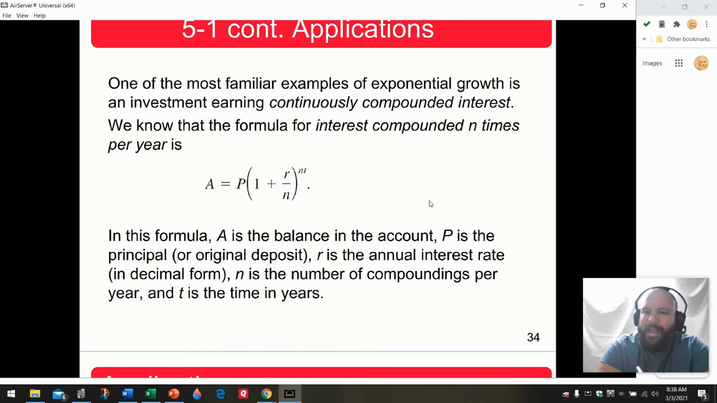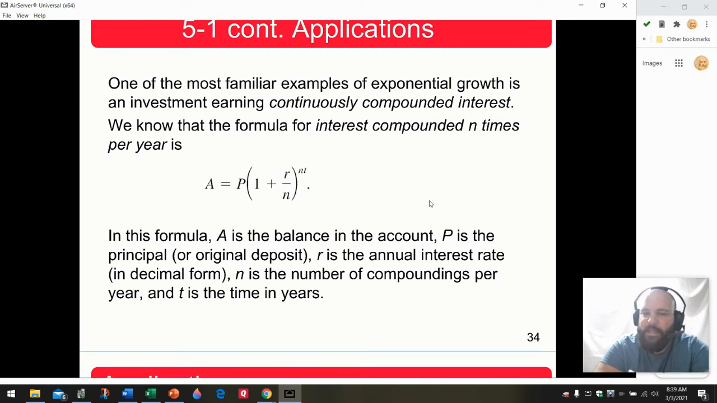Now, we've already talked about what n is. N is the number of compounds per year. And then T is the number of years that your money is invested for. So be very careful that T has to be in years. So as an example, if you only invest your money for 6 months, you would have to put 0.5 in for T because 6 months is half of a year, which is 0.5.